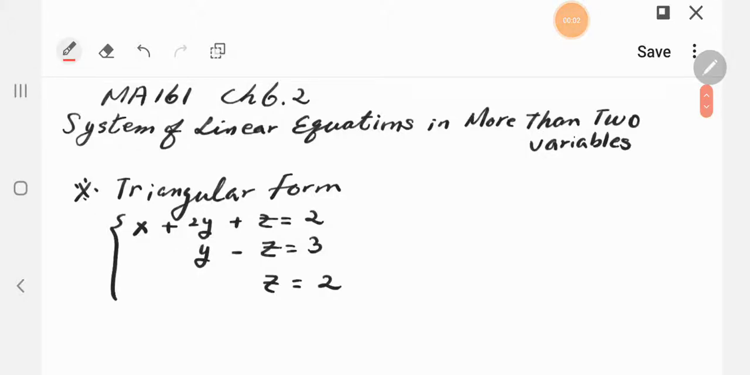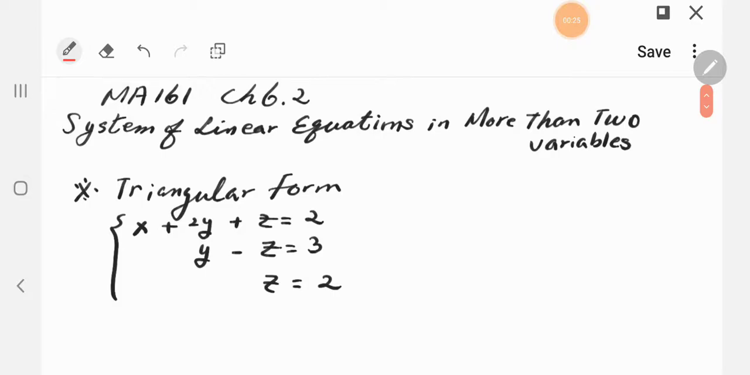Okay, chapter 6.2, the system of linear equations in more than two variables. So there are equations. For example, here there are three equations. The first equation has three variables, the second equation has two variables, and the third equation has only one variable. So actually it doesn't matter.